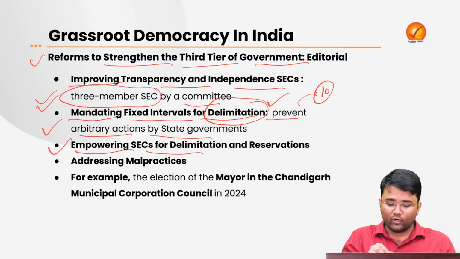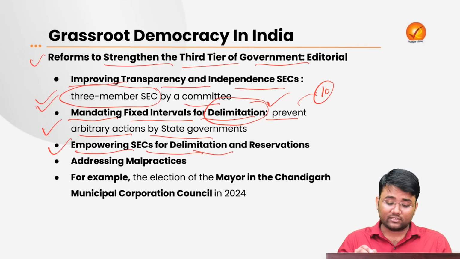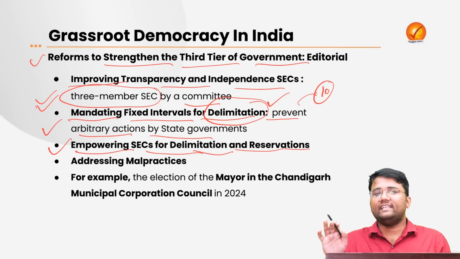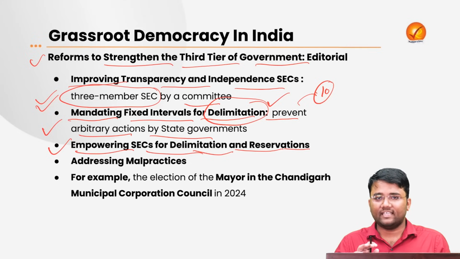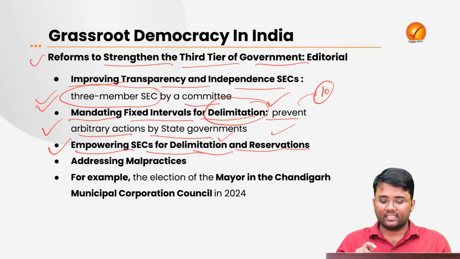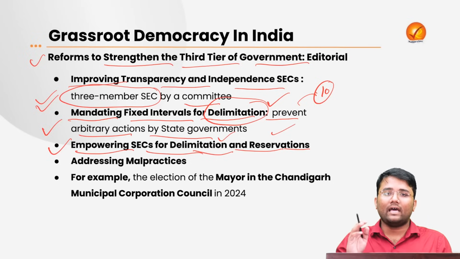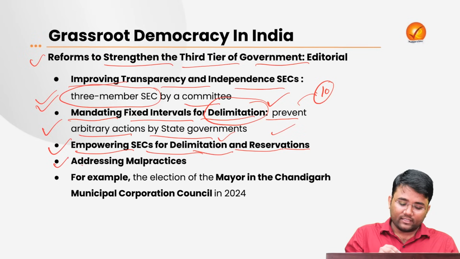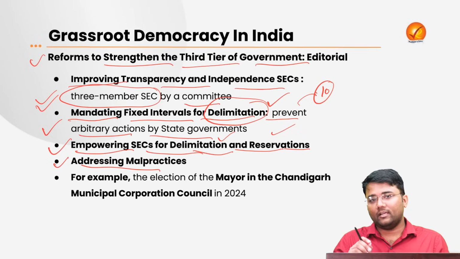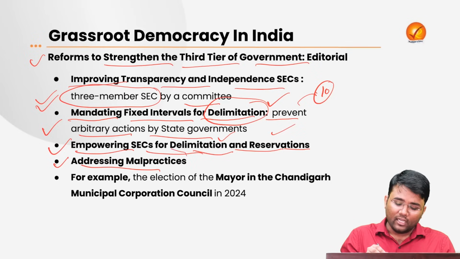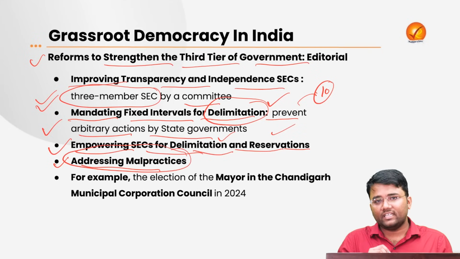Then there is also need for empowering state election commissions for delimitation and reservations, so that they are not completely dependent on the state government itself. Rather, they can go for delimitation and reservation on their own, so that the elections are not hampered. Then there is also need for addressing the malpractices and corruption involved in the electoral process. For this, more oversight mechanism is needed, and more technology integration is needed.